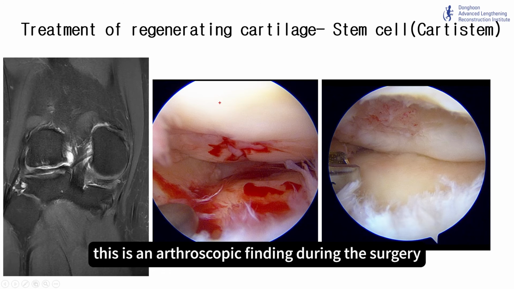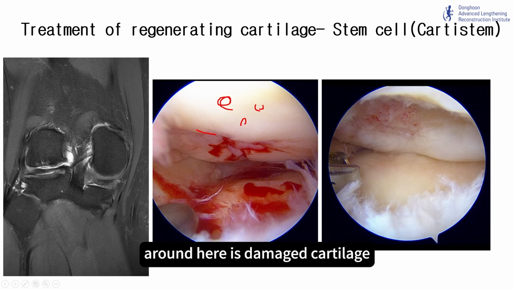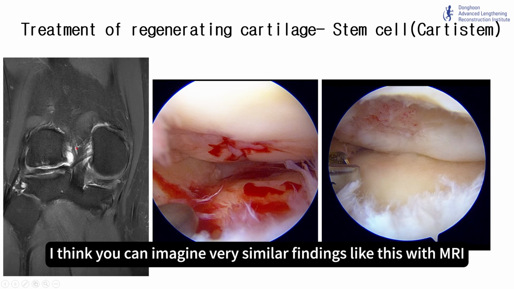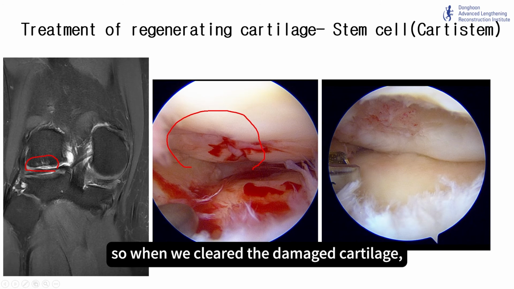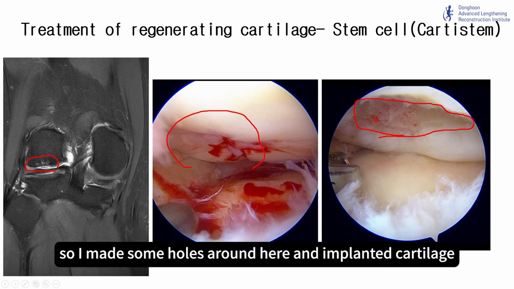Now, this is the arthroscopic finding during the surgery. You can see this is healthy cartilage. Around here is damaged cartilage. I think you can imagine it is very similar to the MRI findings like this. So when we clear the damaged cartilage, here is the definite area of cartilage degeneration. So I make some holes around here and implant cartilage.